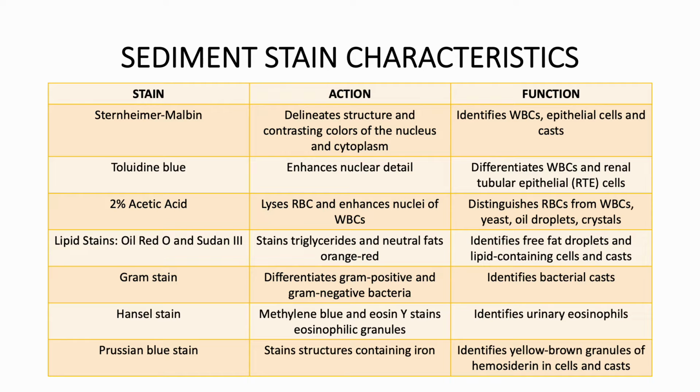Now, the gram stain we know is used to differentiate gram-positive from gram-negative bacteria and aids in identification of bacterial casts along with WBC casts. Now, the Hansel stain is the preferred stain for eosinophilic granules that's used to identify urinary eosinophils. And the Prussian blue stain would stain structures containing iron, and they exhibit yellow-brown granules of hemosiderin in cells and casts.